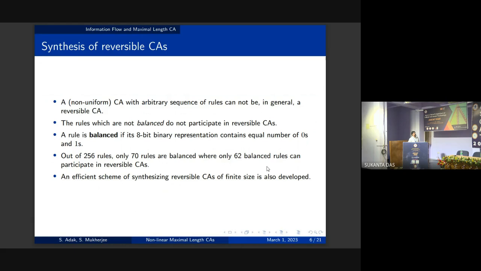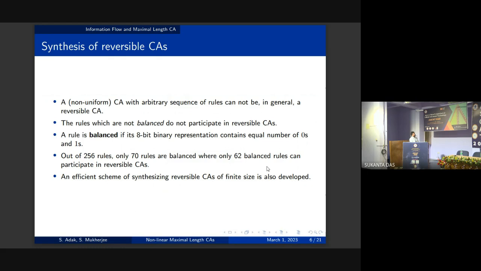So the first technique we applied in generating the nonlinear maximal length CA is the synthesis of reversible CA, because when a CA is maximal length, the first criterion is that the CA must be a reversible CA. A CA with an arbitrary rule vector cannot in general be a reversible CA. There is a particular proposed method using which we can generate the reversible CA.